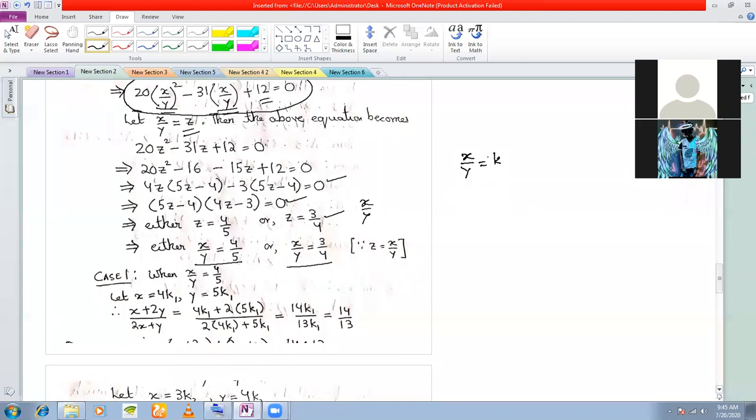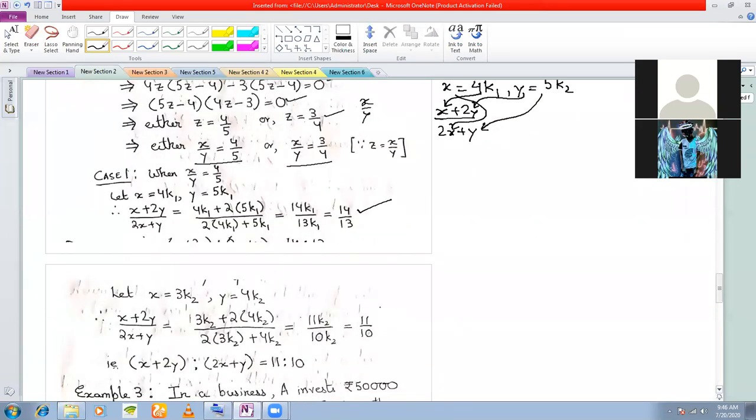Or you can take it the way I have taken, you can take x is equal to 4k1 and y is equal to 5k1. This way you can take, and therefore the given expression x plus 2y by 2x plus y, you just put the values of x and y here to get the answer to your question, which is this. Understood? K1 and K1 will cancel here.